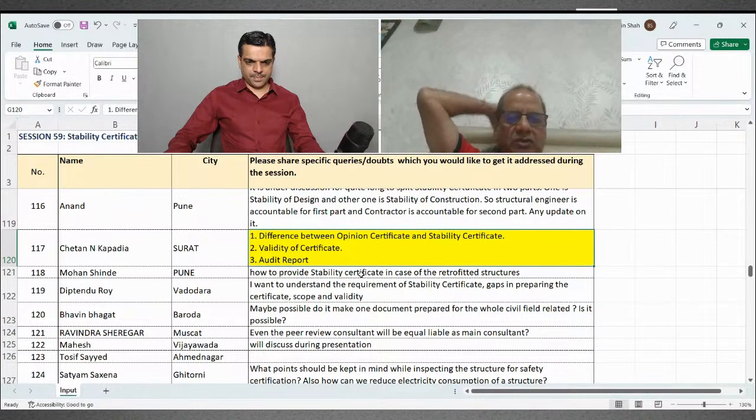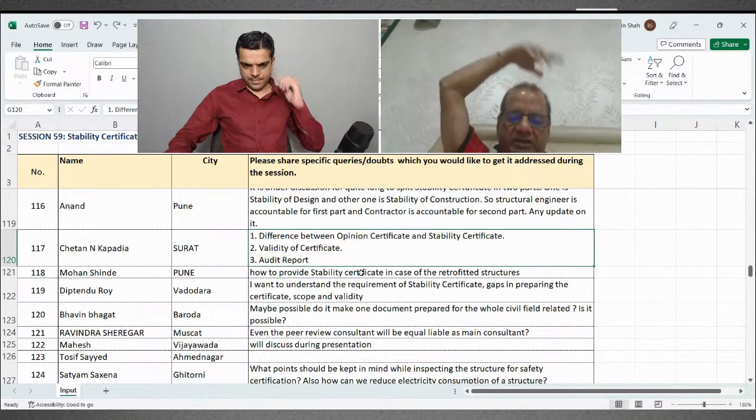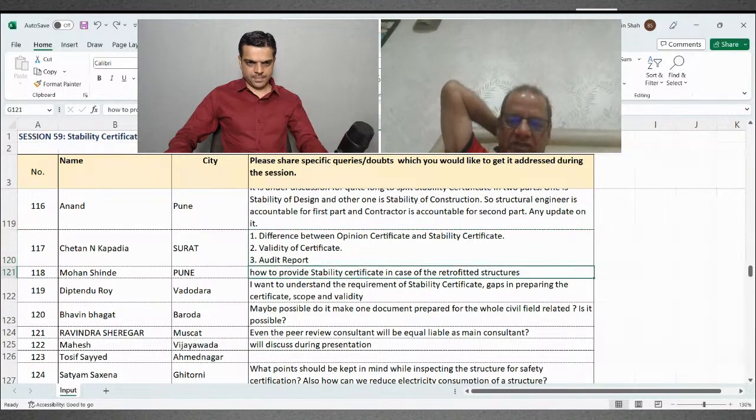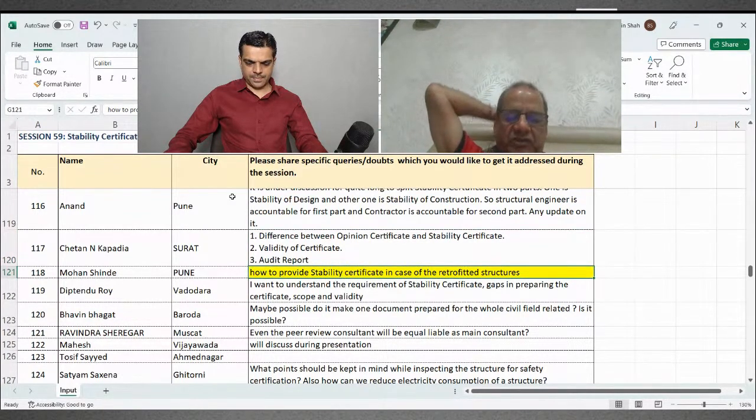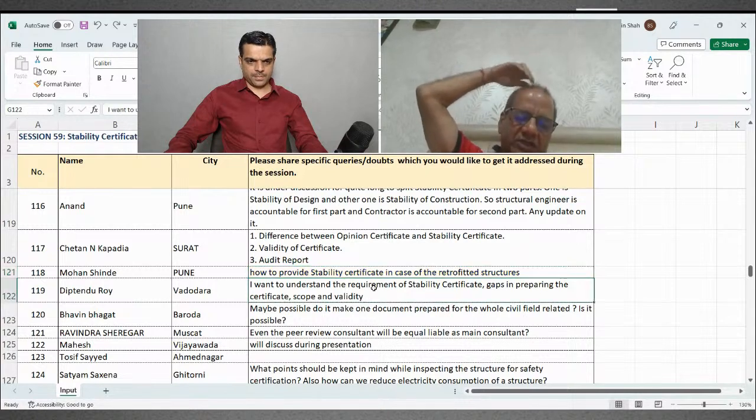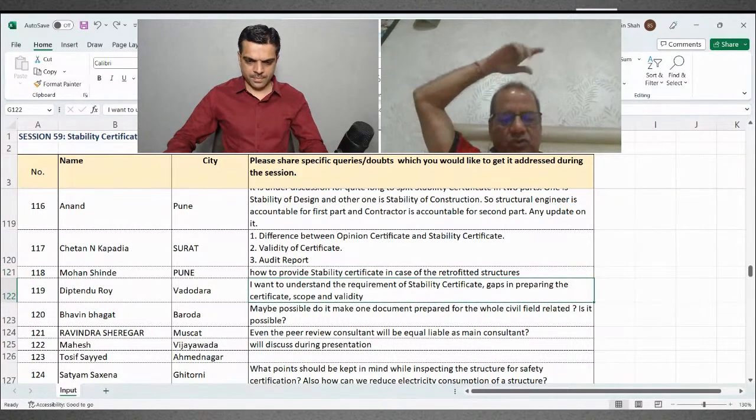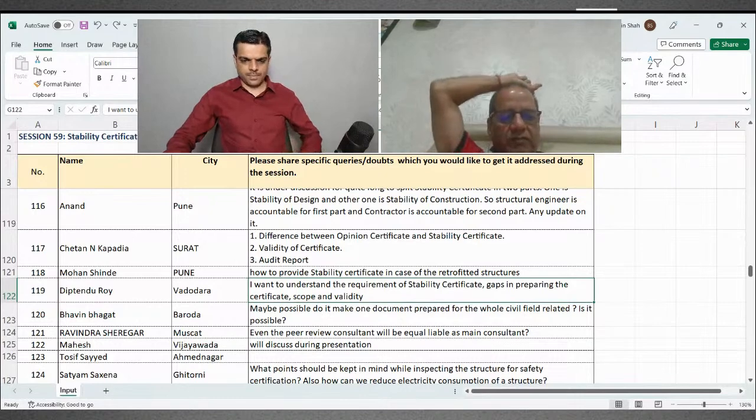Assessment: how to provide a stability certificate in case of a retrofitted structure? I explained in the response that this should mention some very specific things. Why has retrofitting been done? What retrofitting strategies have been adopted? What is the expected service life now after retrofitting? Those kinds of things should be mentioned.